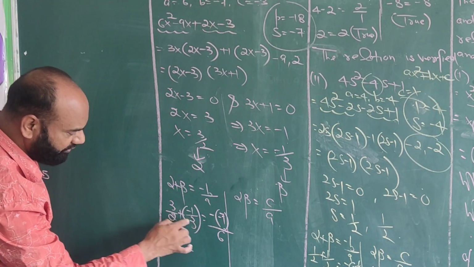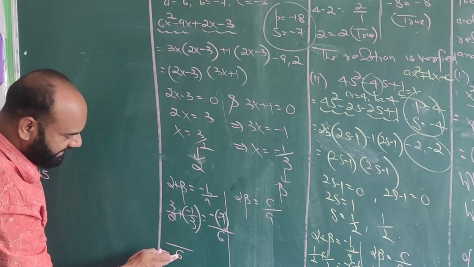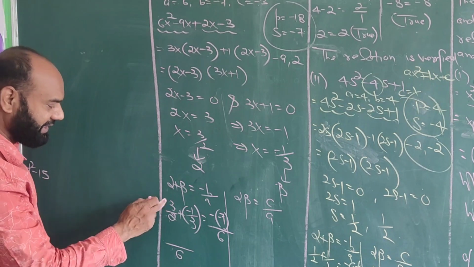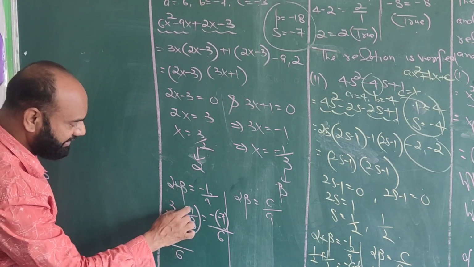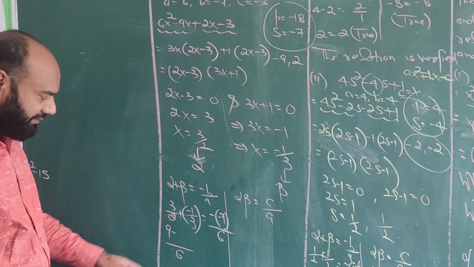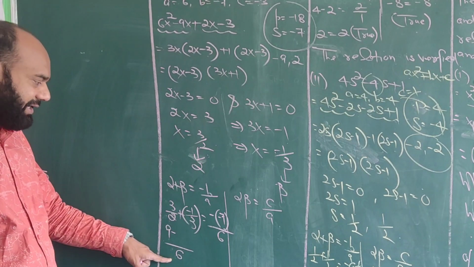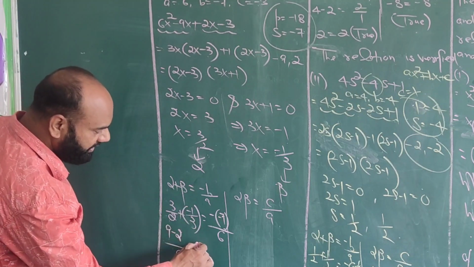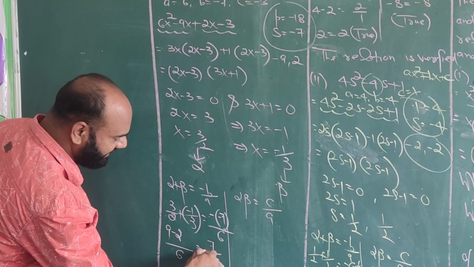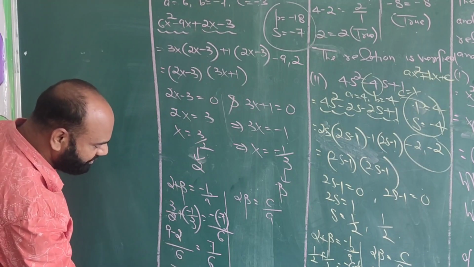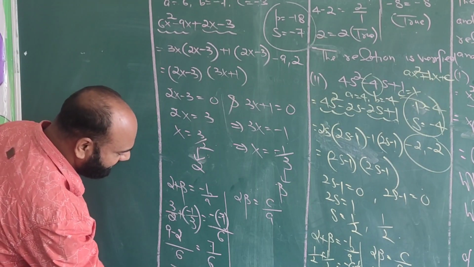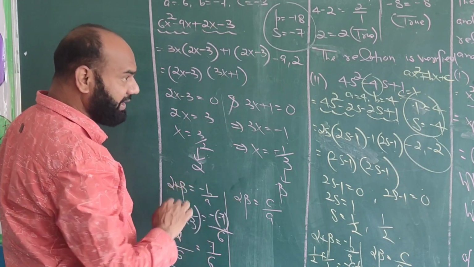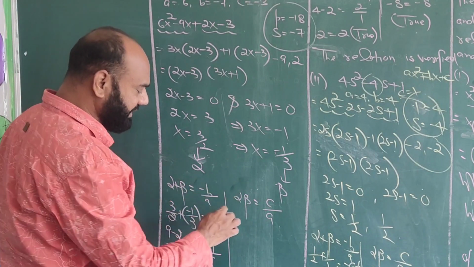Here the LCM of 2 and 3 is 6. 6 divided by 2 gives 3, and 3 is multiplied by 3, so this is 9. Plus and minus minus, and when we divide 6 by 3, we get 2, and 2 is multiplied by 1, this is 2. And minus and minus gives plus 7 upon 6. 9 minus 2 is 7, so 7 upon 6 is equal to 7 upon 6. This is the first part. In the second part, product of zeros equals c upon a.